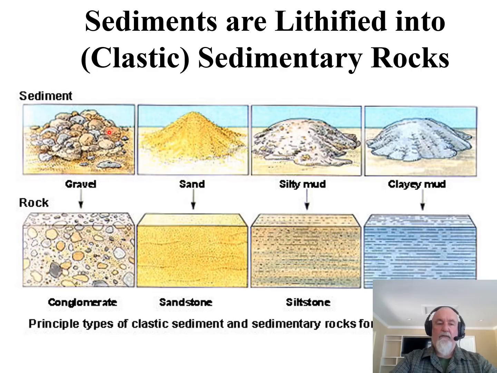So again, gravel, conglomerate. Sand gets lithified into sandstone. Mud, or in this case, silt with some clay, into siltstone. And more clay, shale.